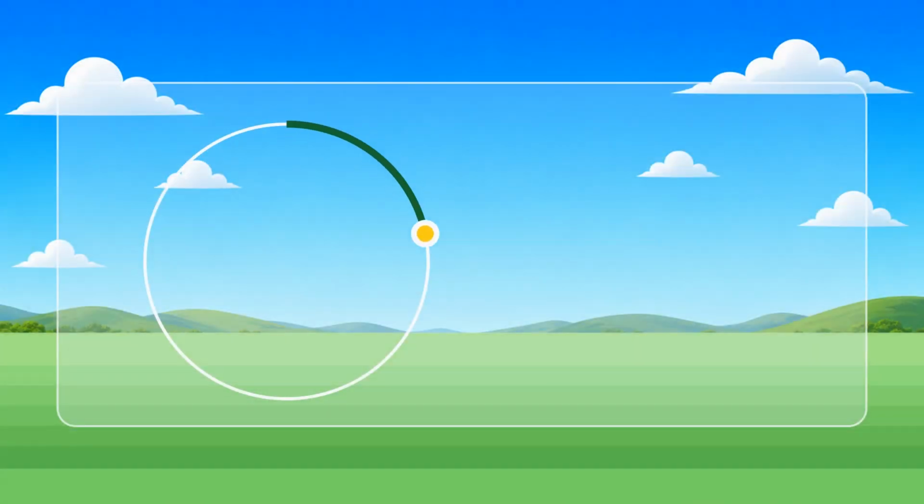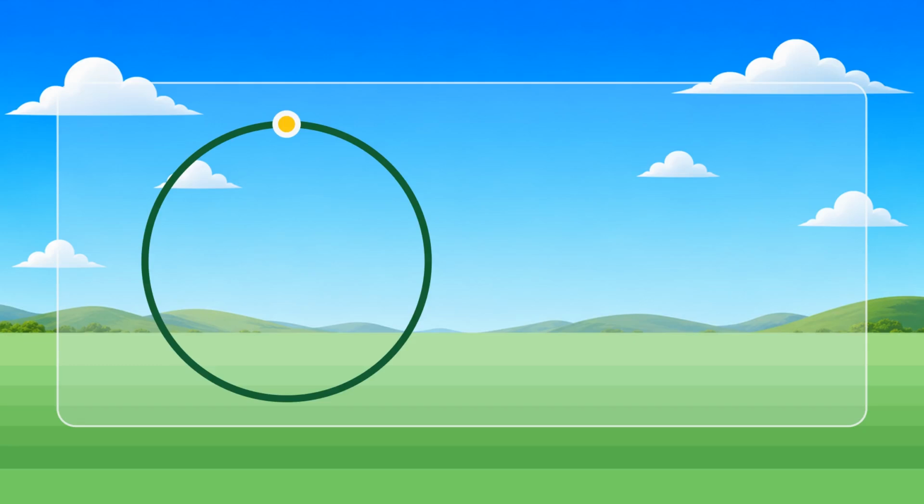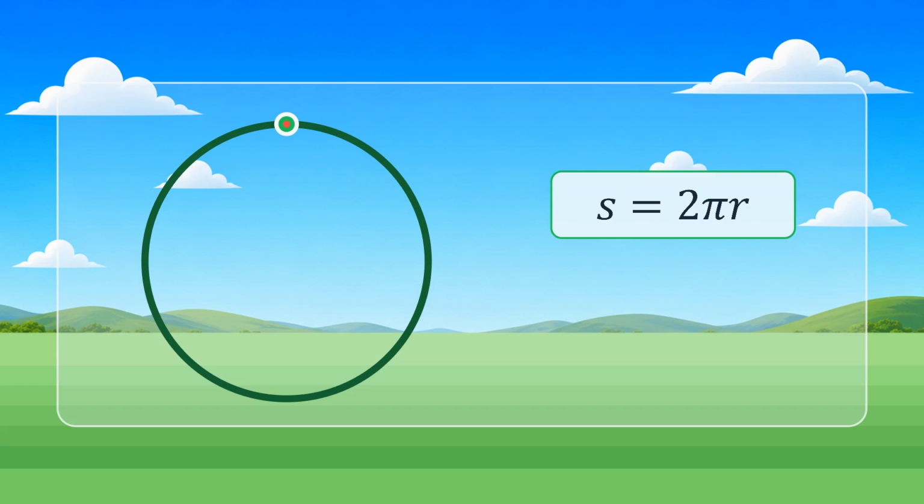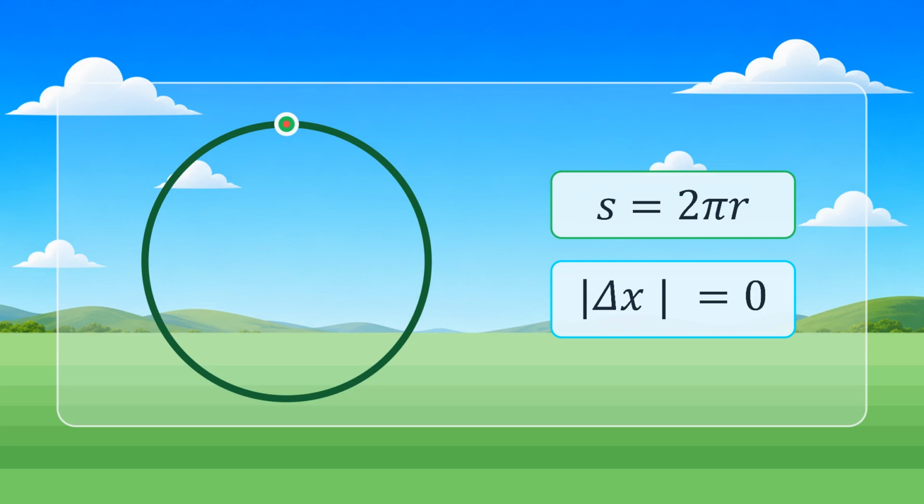Now let the object complete a full revolution. It travels the entire circumference, so the distance traveled is 2 pi r. But it finishes at the same point where it started. The initial and final positions coincide, so the magnitude of displacement is 0. The same idea applies to a person who walks once around a circular park and returns to the starting point. The person has walked a real distance, but the change in position is 0.